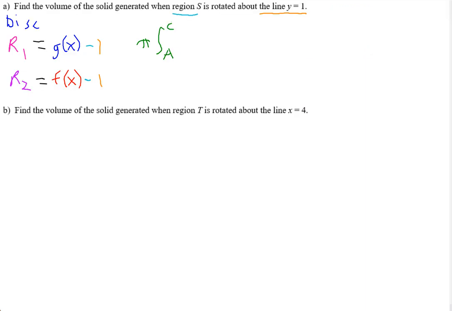And then we just have the R1 squared minus R2 squared. R1 is g of x minus 1, squared, minus R2, which is f of x minus 1, squared. And then just don't forget the whole thing, big parentheses, times dx.